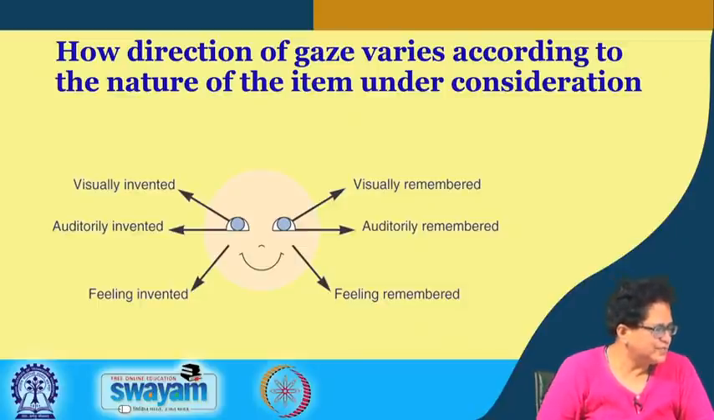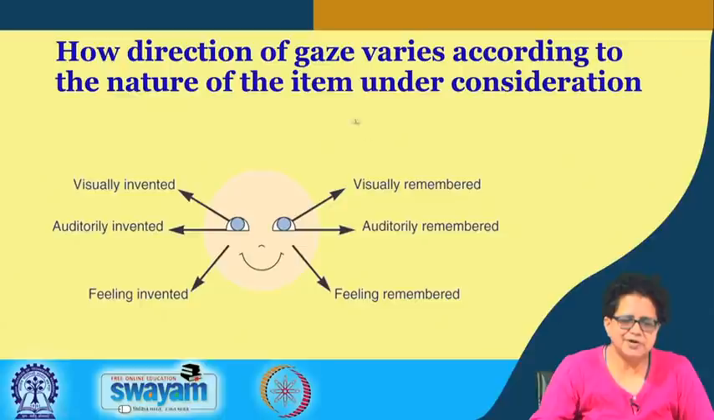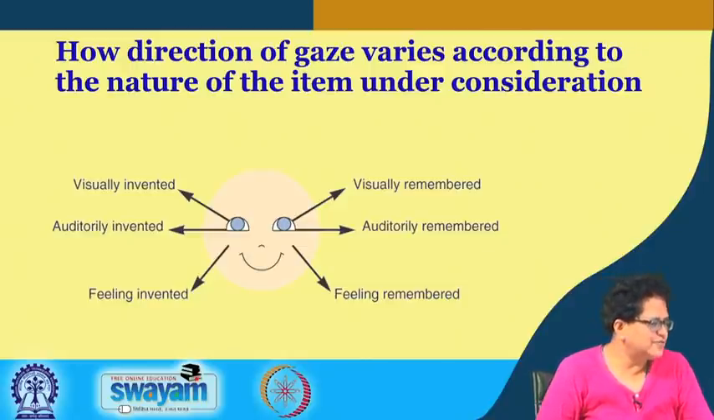So, there are some questions which will evoke visually remembered images, and these questions are: what color are the carpets in your car? What color are your mother's eyes? And number 3, what color is your teacher's hair? We move further and let us have 3 questions which are about visually invented images.